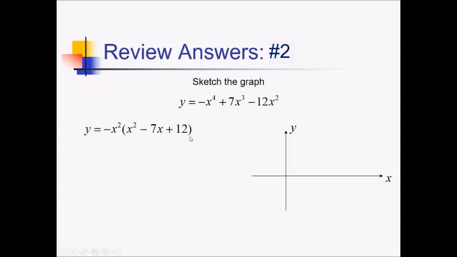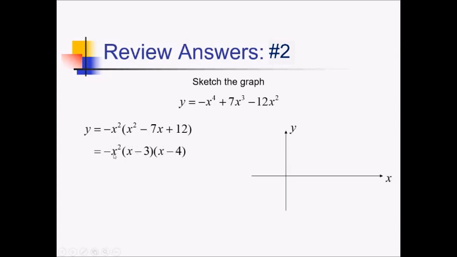I can factor the stuff inside a little bit more. I need factors of 12 that add up to negative 7. 1 and 12 won't do it, neither does 2 and 6. 3 and 4 works, though, if you have negative 3 and negative 4. So I've got a negative x squared still. I've got an x minus 3 and an x minus 4. Now that I've got intercept form, I can just zero out each of these factors to get my roots.